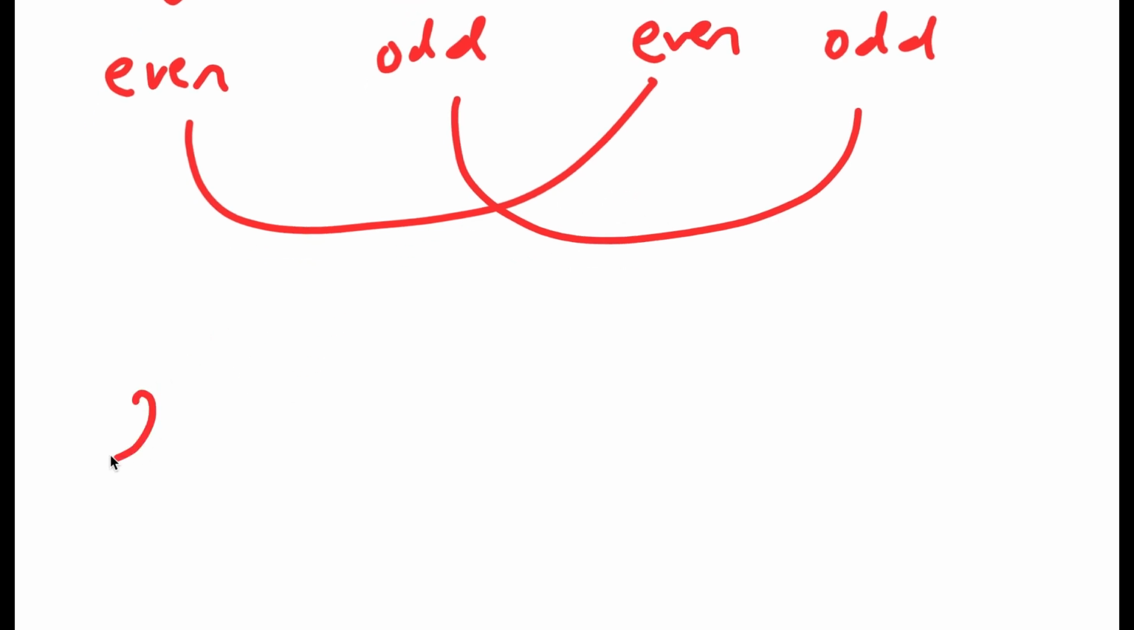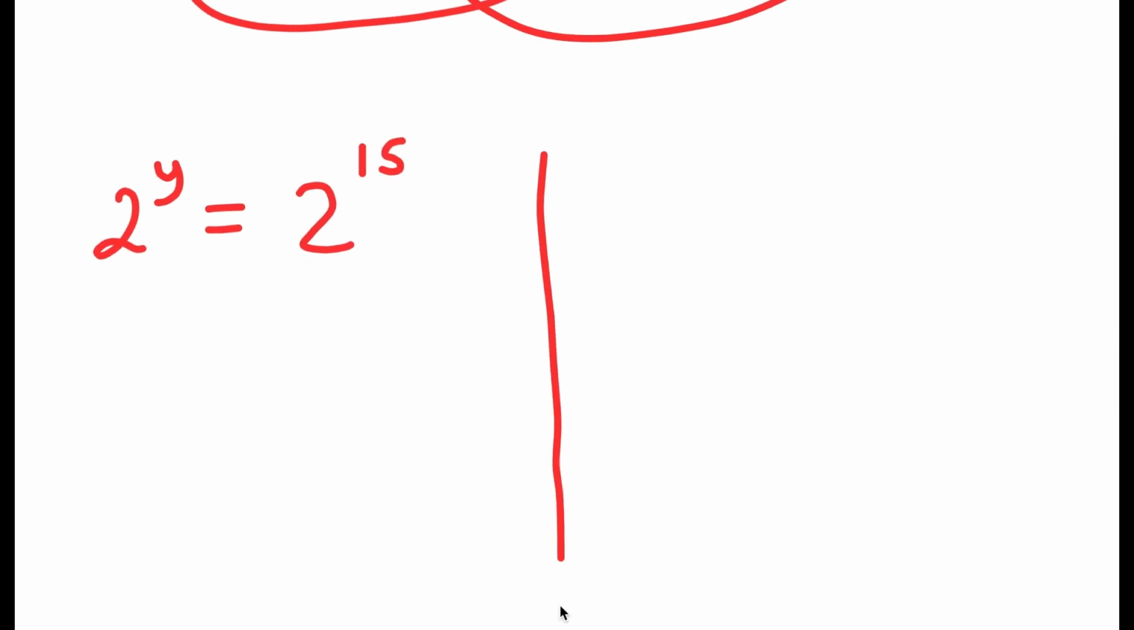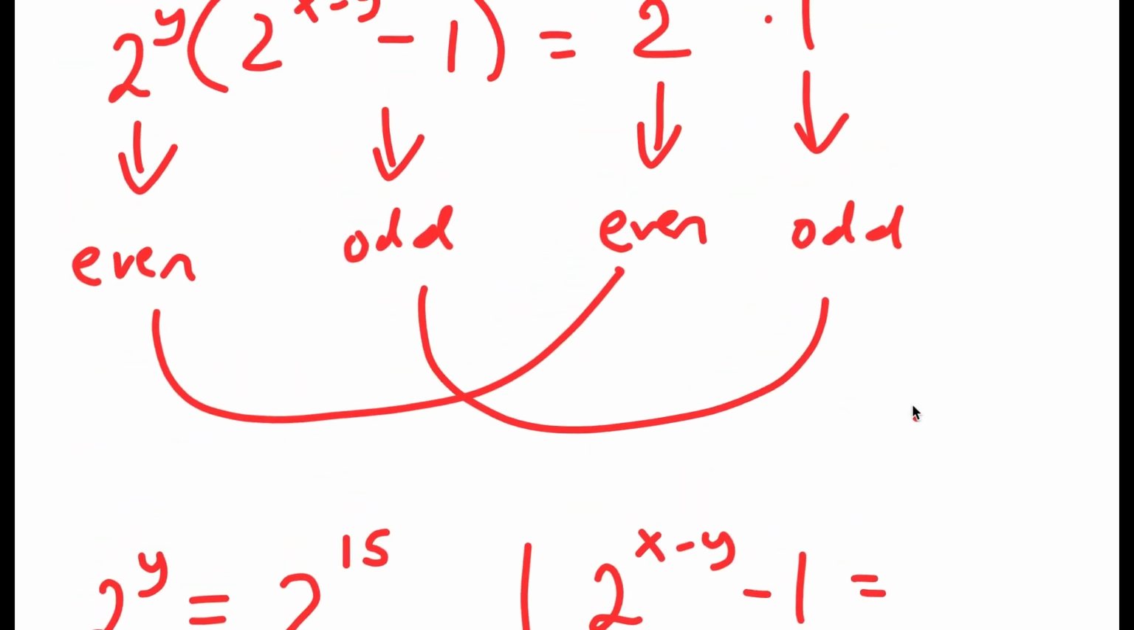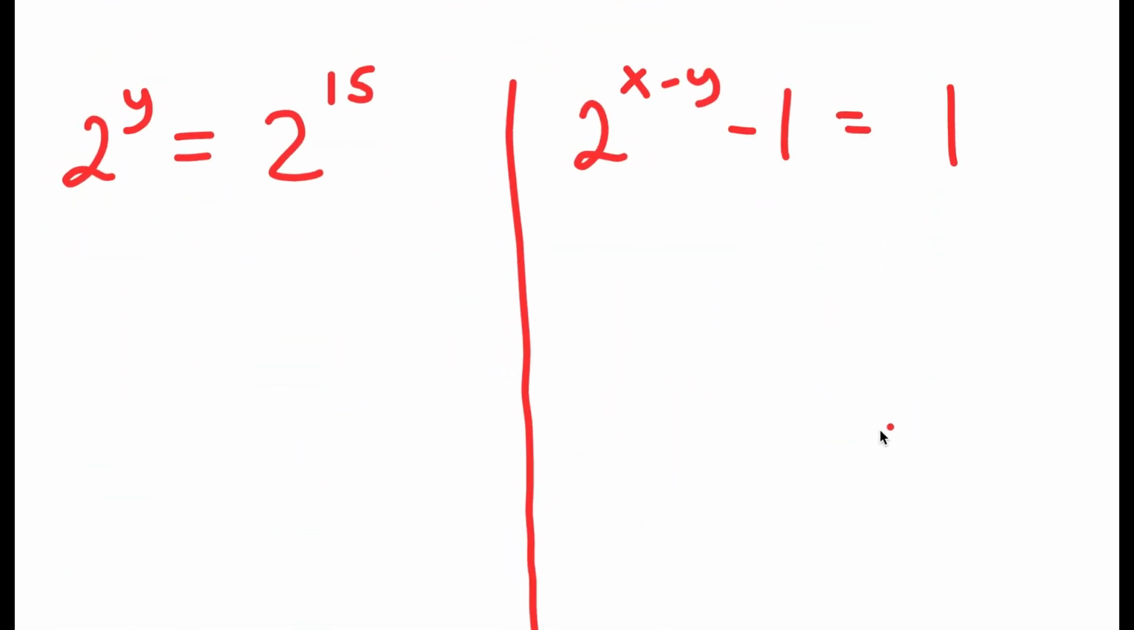So I have two equations here. I have 2 to the power of y is equal to 2 to the power of 15. And I also have 2 to the power of x minus y, minus 1 is equal to 1.